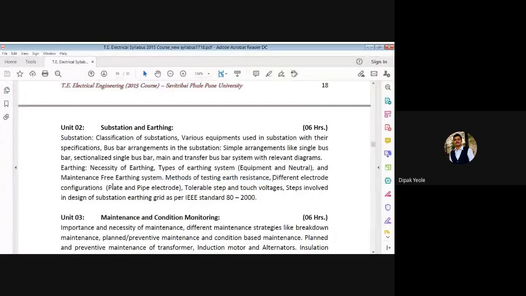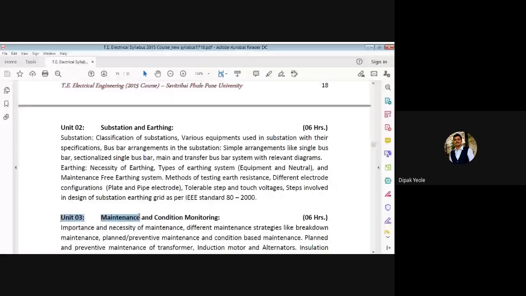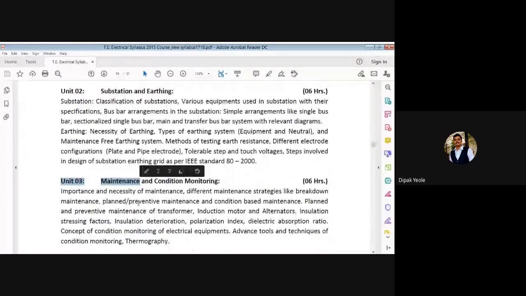So we have seen the plate and pipe electrodes, tolerable step and touch voltages, and this point we have discussed in the yesterday's experiment. Steps involved in designing the substation earthing grid as per IEEE 80-2000 standard. आपण काल 6 steps बघितल्या होत्या, 6 calculations बघितले होते. Yes, so this is the end of your second unit. From the next class we will start with unit number 3. So again, unit number 3 is divided into two parts, 3A and 3B.